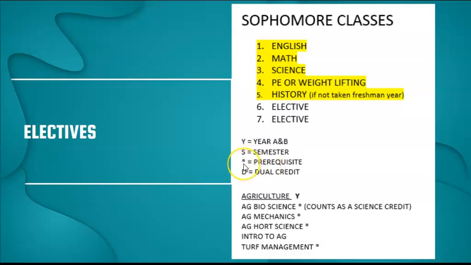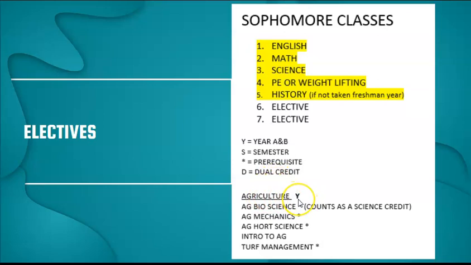If you see an asterisk beside a class, that means that a prerequisite is required. So a class must be taken before you can get into the class that you're looking at with the asterisk. D stands for dual credit. That means if you sign up for that class, you will have the option to get college credit through Kaskaskia College as well. So let's take a look at the agricultural electives.